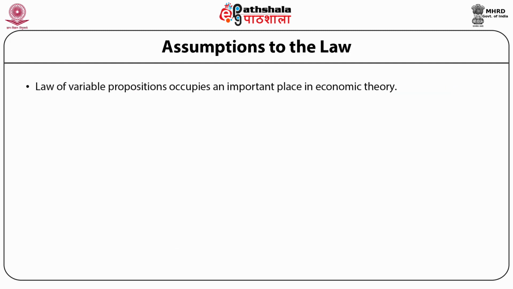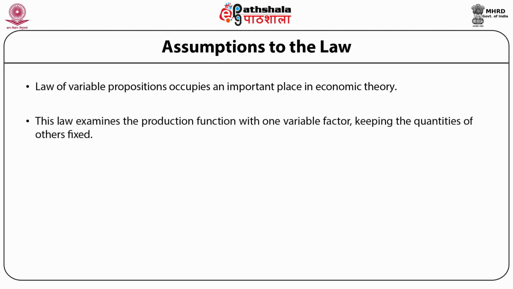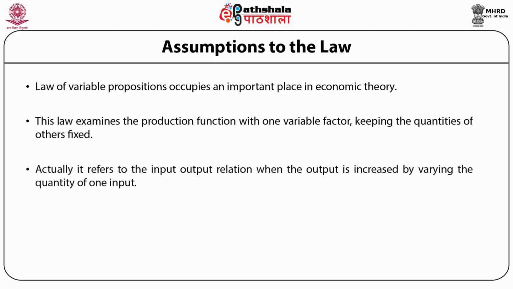The law of variable proportion occupies an important place in economic theory. This law examines the production function with one variable factor, keeping the quantities of others fixed. Actually, it refers to the input-output relation when the output is increased by varying the quantity of one input.